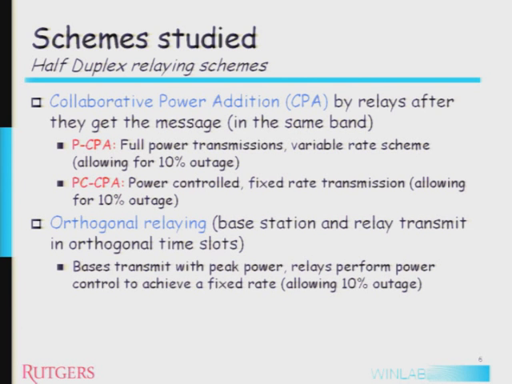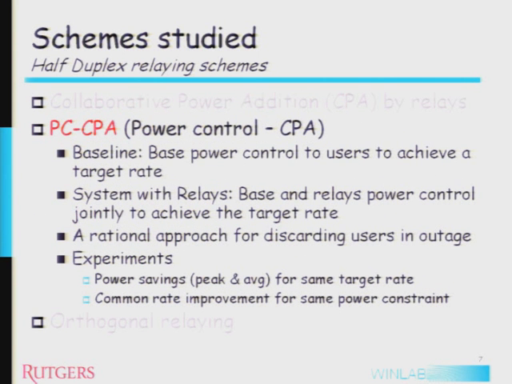Here the base station and relay transmit in orthogonal time slots. You can think of a multi-hop system with two hops, where the base station transmits with peak power, and after the relays get the message, in the second time slot they perform power control to achieve a fixed rate. In this talk I'm just going to talk about the PCCPA scheme, where the base station does power control to achieve a target rate, and after the relays get the message, they jump in and do joint power control with the base station to achieve the common rate. We take a rational approach for discarding users in the system, and we'll present two experiments. One is the power savings to achieve a target rate by putting in relays, and also how much the common rate can be improved by putting relays over the baseline.